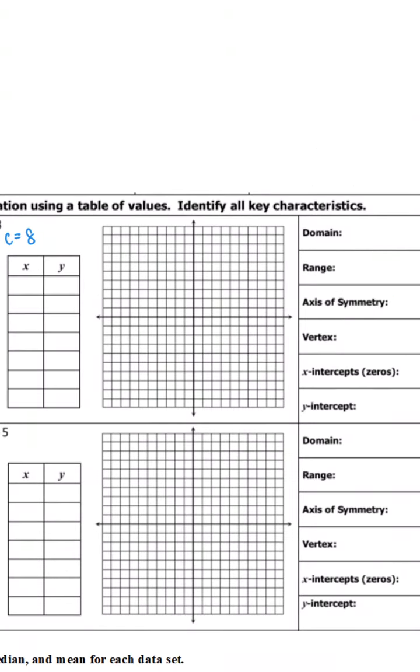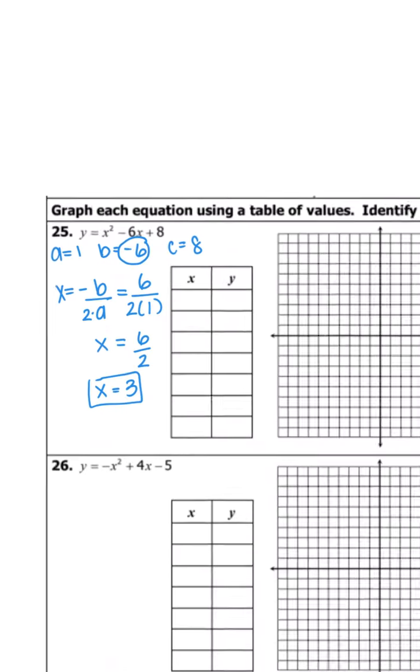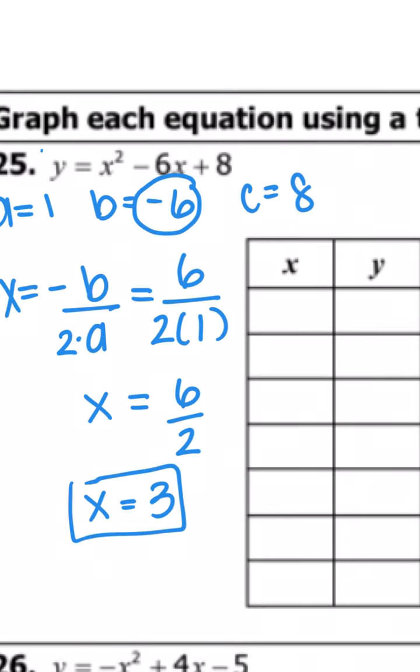So I'm going to go over here where it says axis of symmetry. I'm going to put x equals 3. I also know that's the x coordinate to my vertex. So now here's where you're going to need a calculator, and you're going to go to y equals and clear everything out if something's in there, and you're going to type x squared minus 6x plus 8. And then you're going to hit second graph so a table comes up.